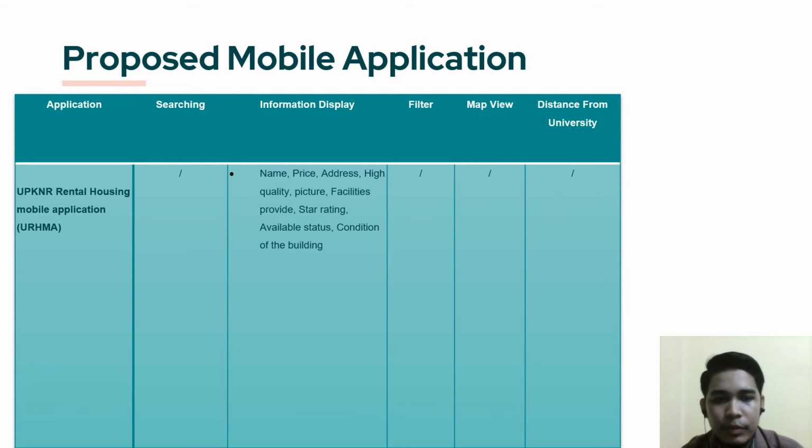For the proposed mobile application, this project, UPNR Rental Housing Mobile Application or URHMA, will have all the searching function, information display, filtering option, map view, and distance from university. All the functions are considered important because they can give users a better experience when using the proposed application.